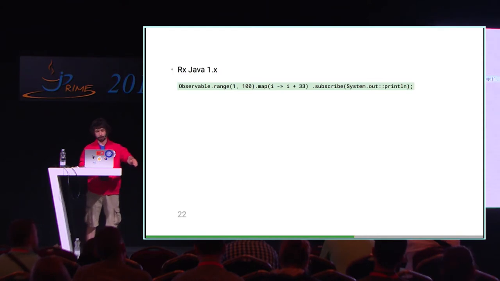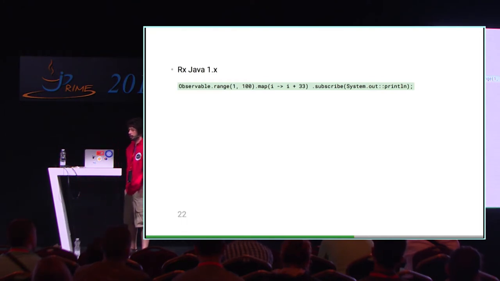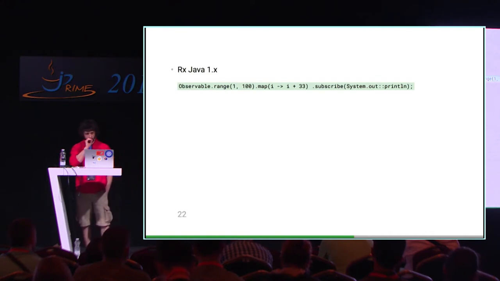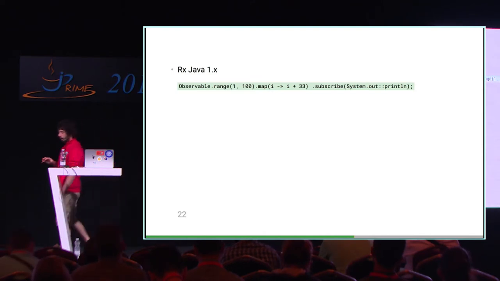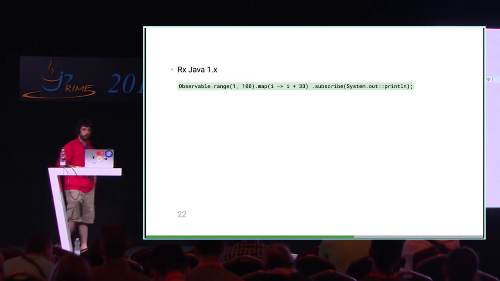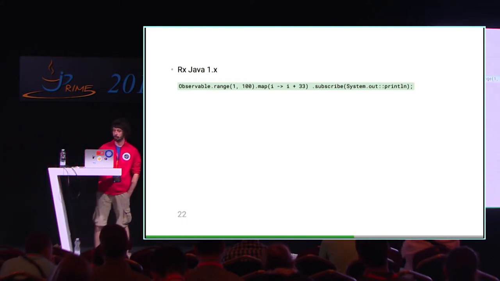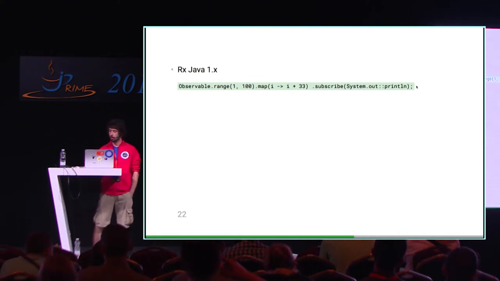So let's see some example flow creations, example flows, and how we write them in RxJava 1. So we have an observable. By range we create an observable from 1 to 100, so it will spit out the numbers from 1 to 100. Then we apply the map function, so it will add 33 to every item, and then we print them. As simple as that.